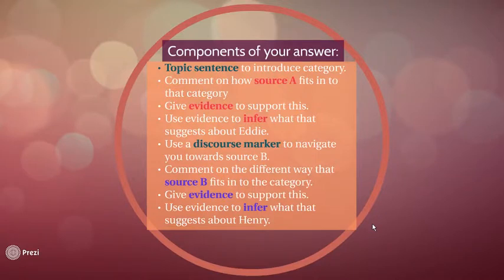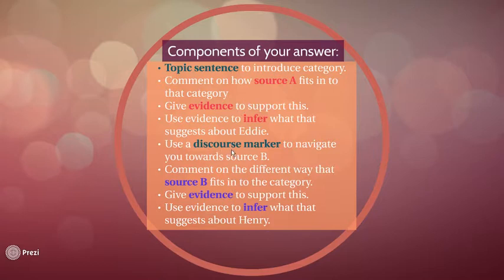And those extra things are a topic sentence, and that topic sentence is going to introduce the category. So it's going to set up what the rest of your paragraph is actually going to be about. You're then going to talk about source A and how that fits into the category. You are then going to need to give some evidence, and this is crucial. You cannot write your question to answer without the use of quotes. It's absolutely imperative that you have them in there. So you're going to give evidence to show how source A fits into the category. You're then going to use that evidence to make an inference about Eddie. So you're going to offer some sort of opinion based on the implicit information that you found about him.